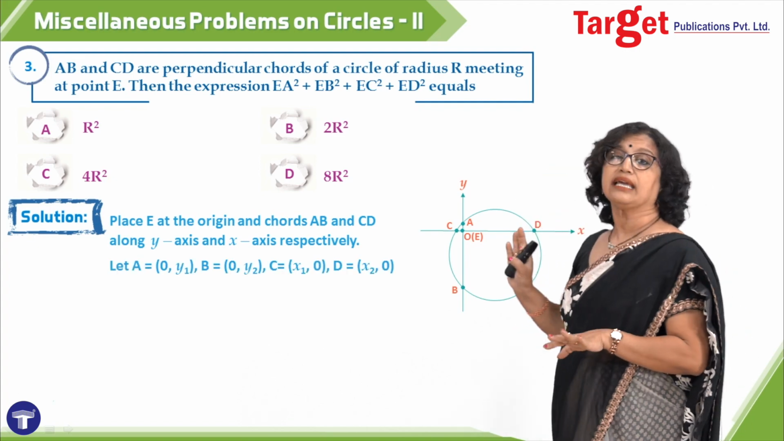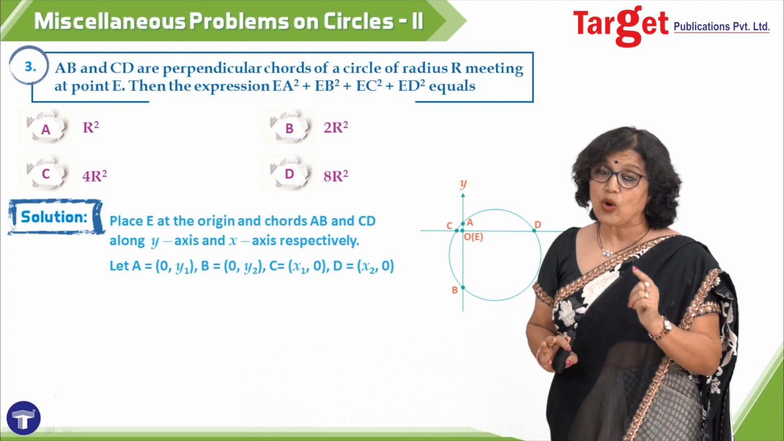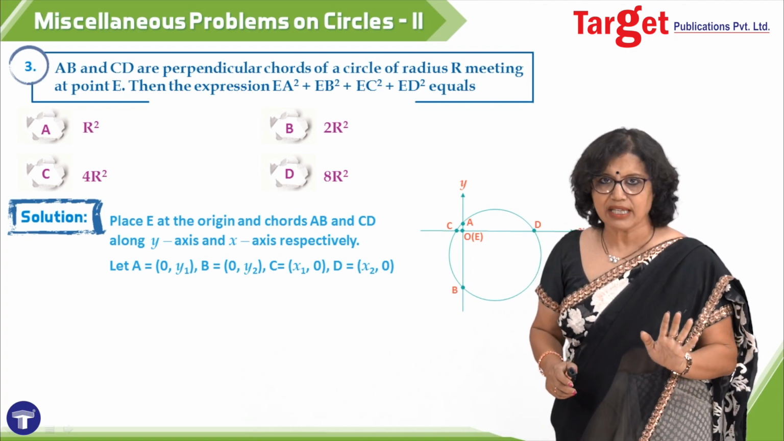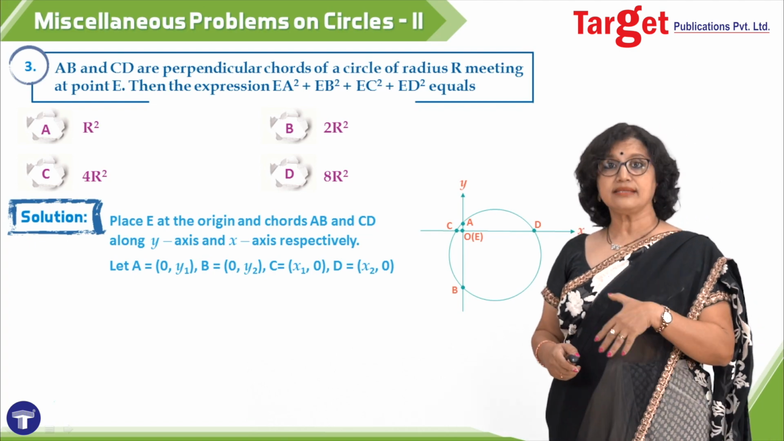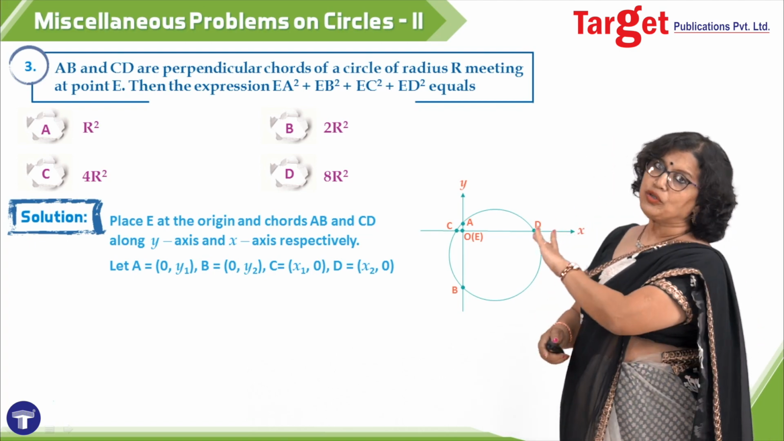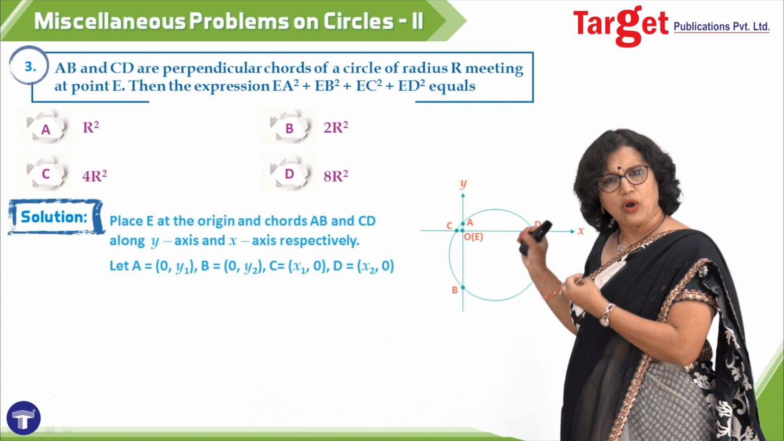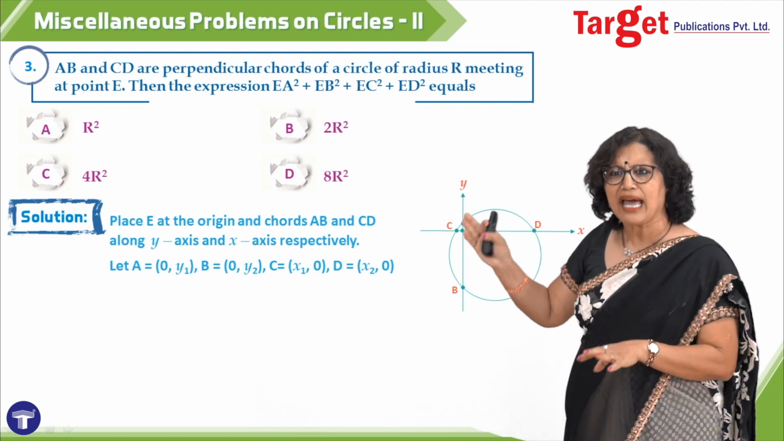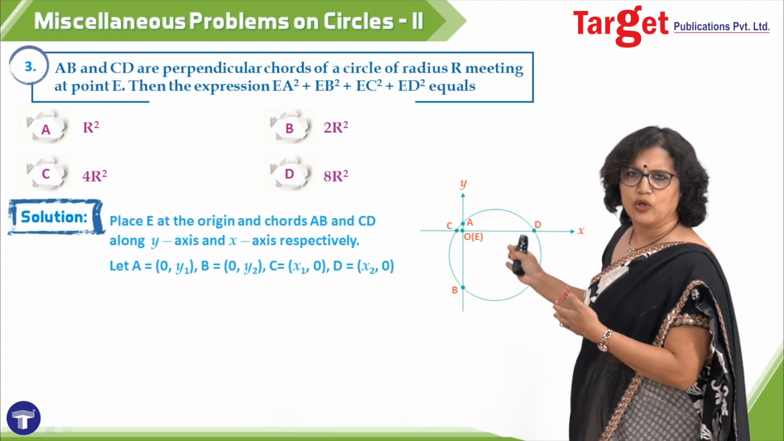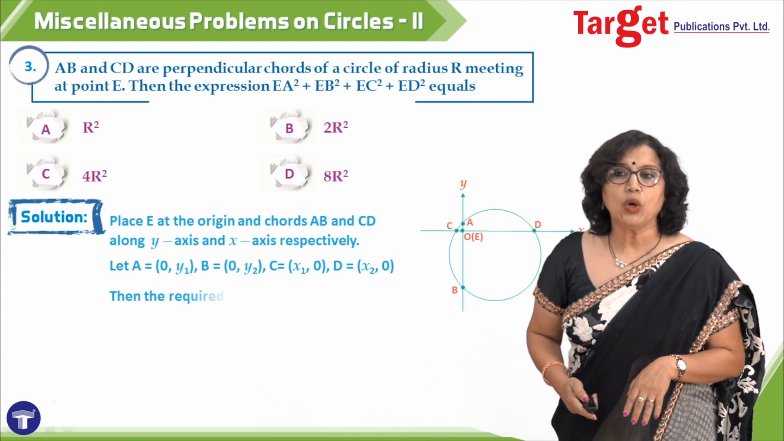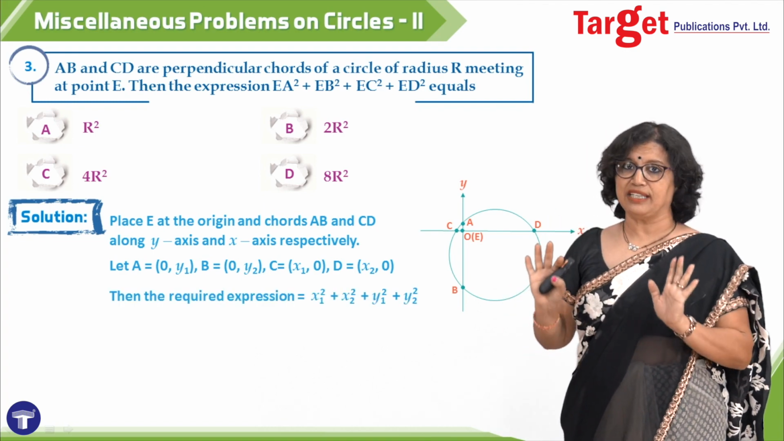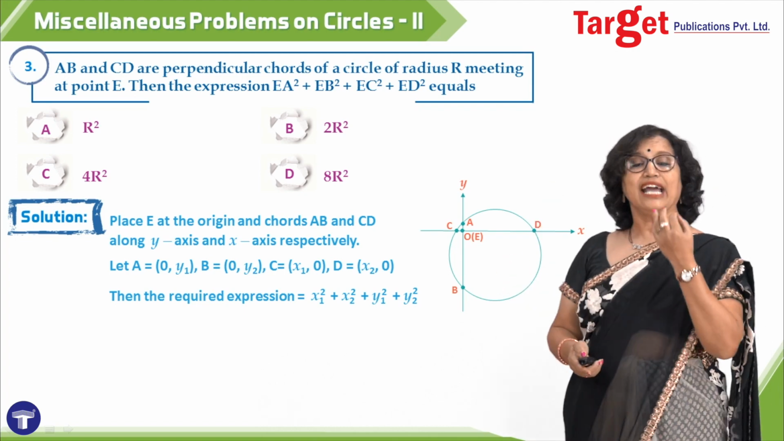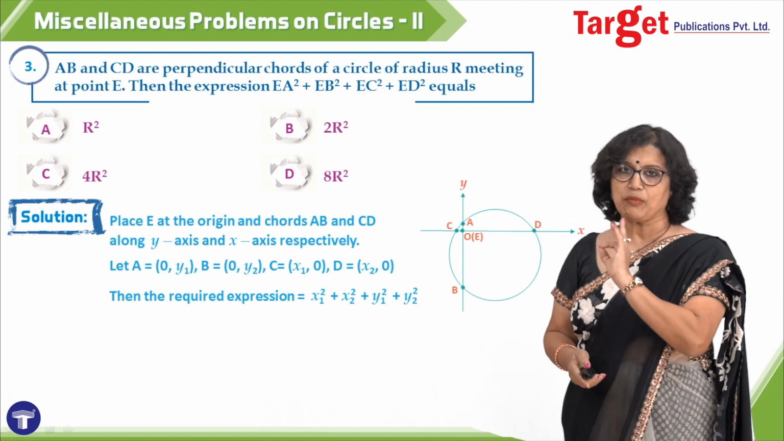What kind of coordinates can I give to A and B? Since they are on the y-axis, their x coordinates I will keep 0. Similarly about C and D, they lie on the x-axis, so we substitute y coordinate 0. Whatever names you give, that choice is entirely yours. I have written here 0, y1, 0, y2, etc. Fine. So we go for the required expression in terms of x1, y1, etc. So the required expression is x1 square plus x2 square plus y1 square plus y2 square.